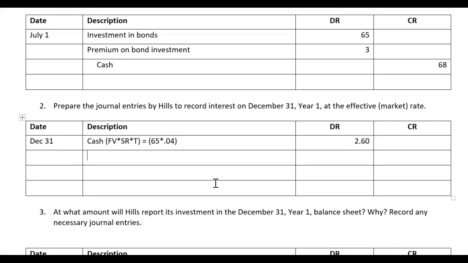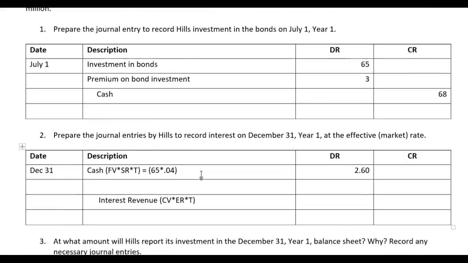Alright, so we receive the cash. Again, what is this? This is interest, and since we're the investor, this is interest revenue to our company. And again, do you remember the formula there? It should be the carrying value times the effective rate times time. And again, same concept, time is 6/12. So basically just half of the effective rate. And the effective rate, if memory serves me, was 6%.